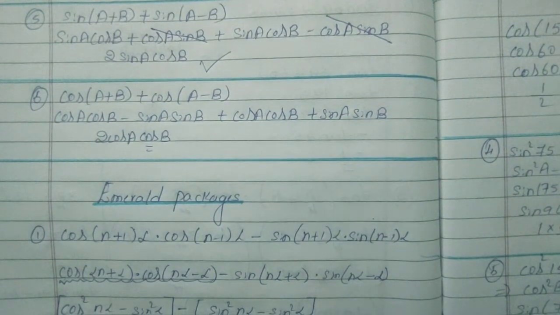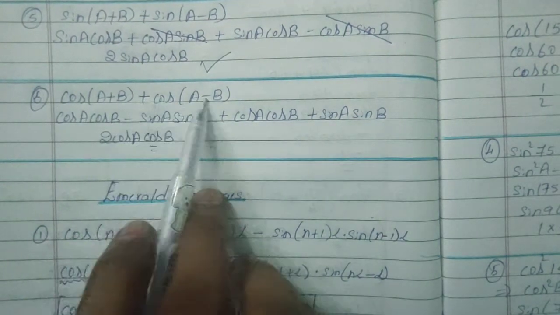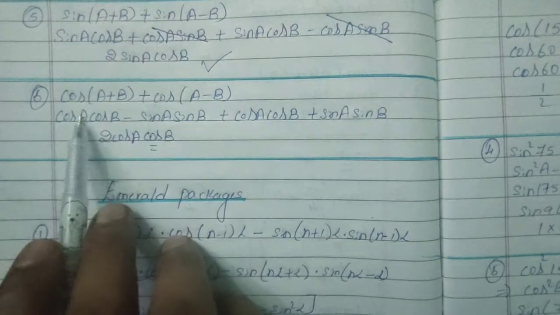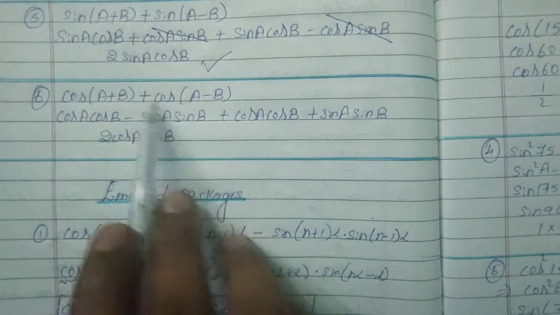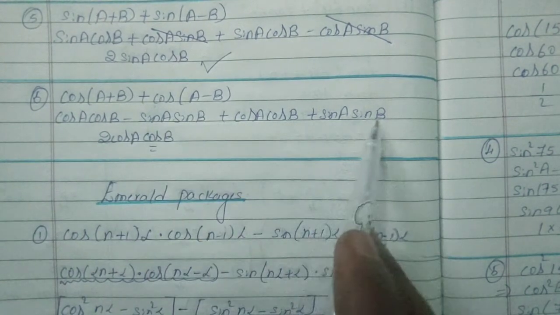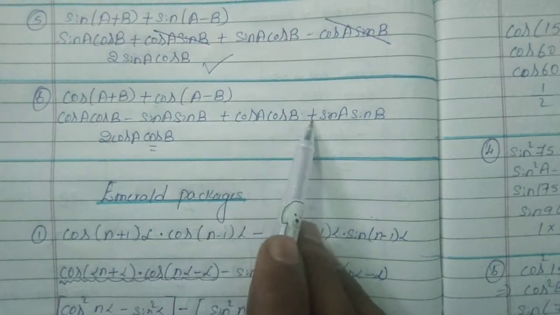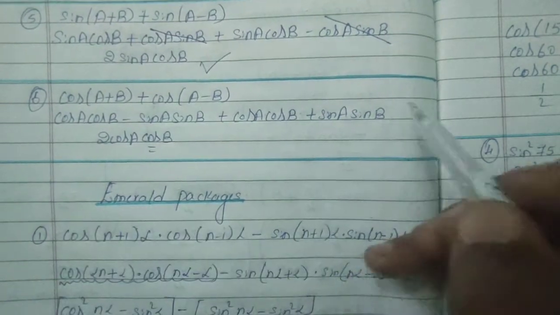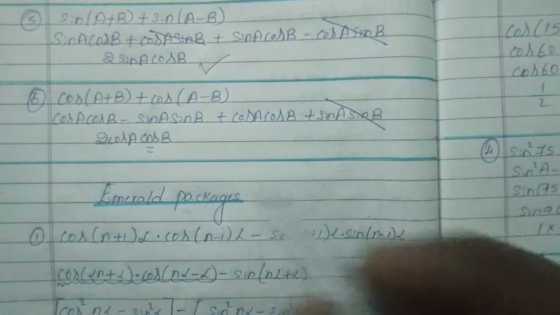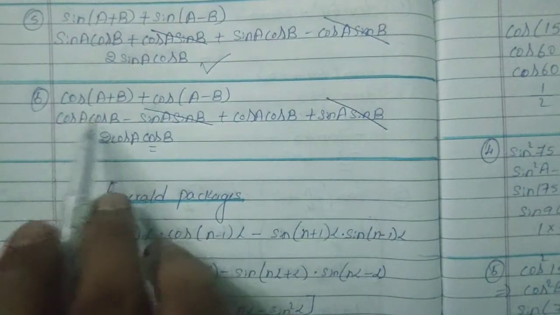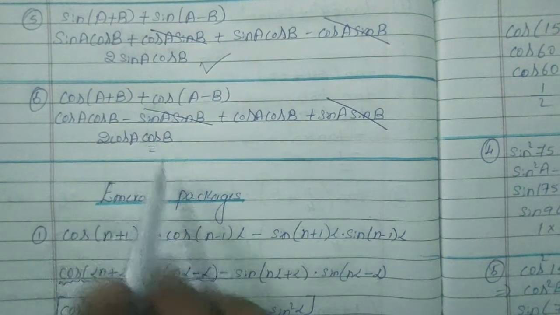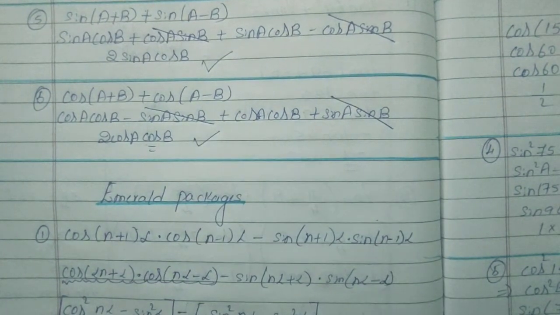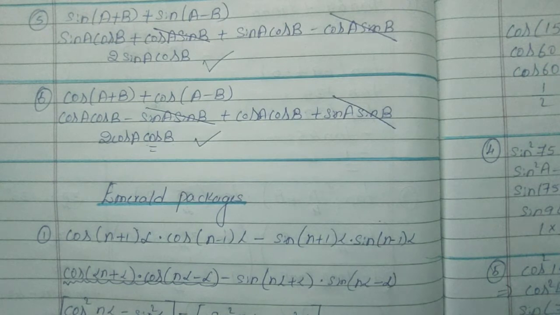Next question, cos(A + B) plus cos(A − B). Again cos formula, cos cos sin sin, but here plus means opposite sign, minus. Again plus cos(A − B), cos cos sin sin, here minus means plus. Now which is going to cancel? Sin A sin B and sin A sin B get cancelled, remaining cos A cos B. So here also 2 times cos A cos B is the answer. Please check the answer and choose the right answers.